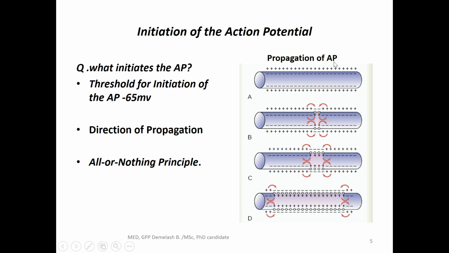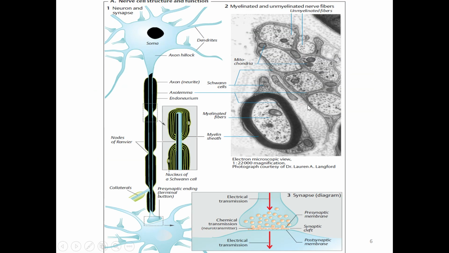So propagation of the action potential in order is: A, resting membrane, then the action potential inside, then B occurs, then C like this. How is it propagated? This is a neuron. It has a soma and dendrites that receive impulses, and an axon hillock where the action potential is generated. And here is the axon. Here it has an axolemma and endoneurium. Here are the nodes of Ranvier with their own structure, and the collaterals, then the presynaptic terminal, or button, or axon terminal, which communicates with the second neuron. So electrical transmission will occur in these forms.